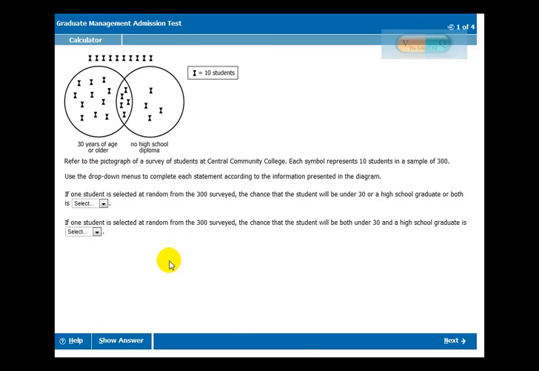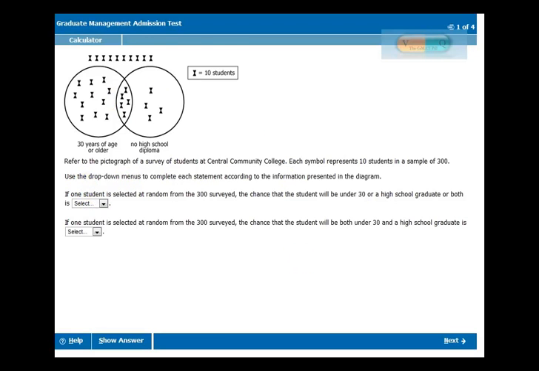So let's dive right into it. Refer to the pictograph of a survey of students at this college. Each symbol represents 10 students. Okay, so this equals 10 students in a sample of 300. So you figure there must be 30 of these guys running around. Use the drop-down menus to complete each statement.